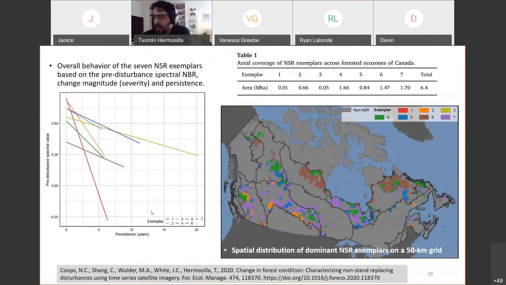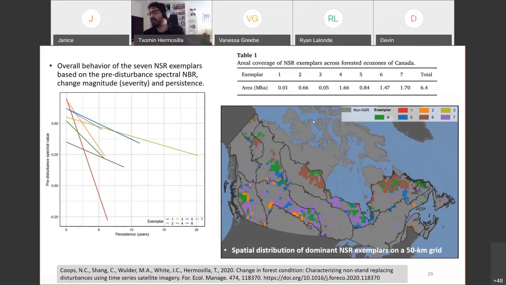So number 1, that would be the red, had a big and dramatic change that happened faster than any other disturbance. Exemplars 5 and 6, that are blue and brown, have slower and more gradual changes compared to 1. Or we have exemplars like the 3, that is the olive color, that are much longer and much more subtle than any other through time.